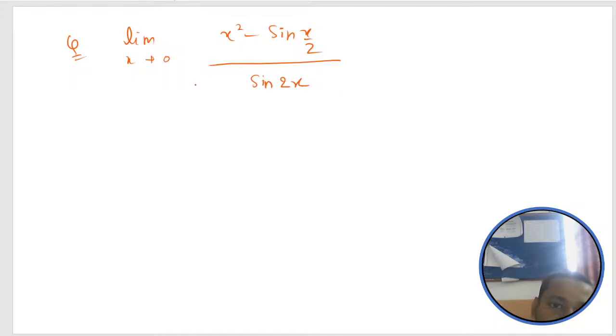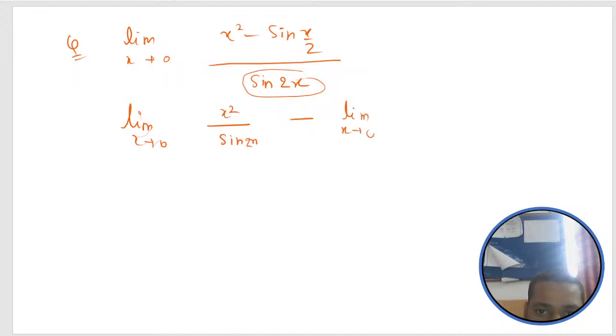Okay, I will solve this question. The limit x tending to 0 of (x square minus sin(x/2)) upon sin 2x. The denominator sin 2x can be written separately: limit x tending to 0 of x square upon sin 2x, minus limit x tending to 0 of sin(x/2) upon sin 2x. Now I think you have understood, Ayush, how to do this question, but I am going to solve it.